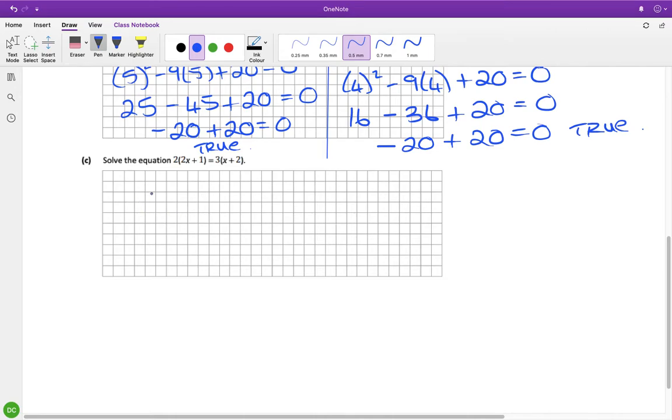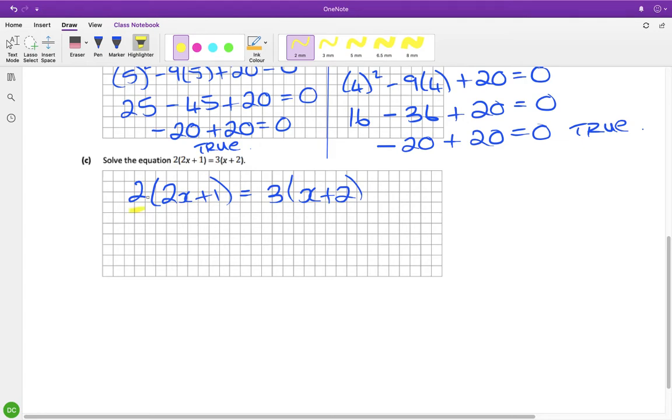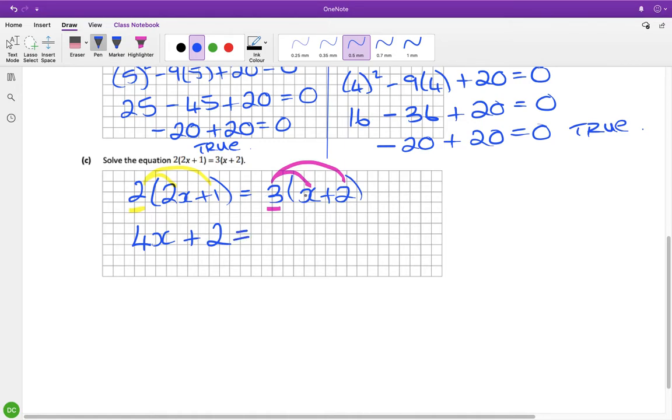Next one. Okay, so I'm just going to write this out again. So 2 times 2x plus 1 equals 3 bracket x plus 2. Alright, so we need to take this 2 and we need to multiply it across the bracket, which means multiply it by everything in the bracket, and then do the same thing with the 3 and its bracket. So 2 times 2x is 4x. 2 times plus 1 is plus 2. Then you have your equals. 3 times x is 3x. And 3 times 2 is plus 6.